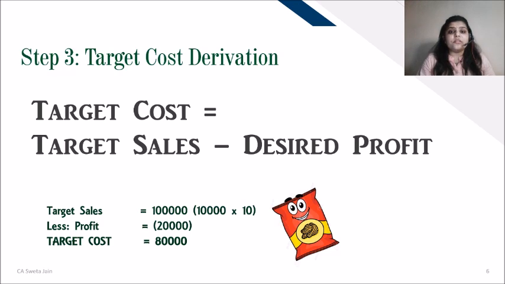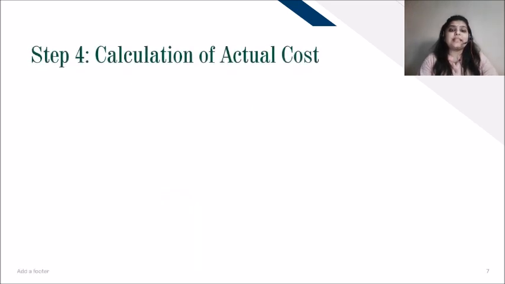Now our work is not over. Getting the target cost is easy, but reaching the target cost is difficult. So let us see how we are going to reach the target cost. Our next step is calculation of the actual cost. Now we are going to calculate our actual cost. As we did in the beginning, I am going to note down all the costs and find out the cost per packet.